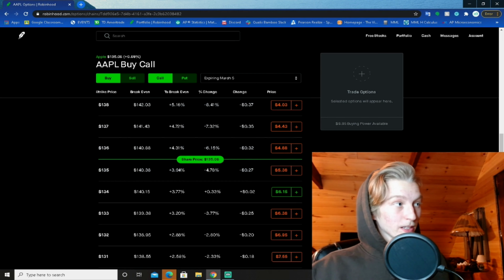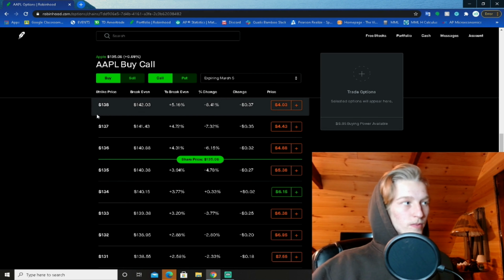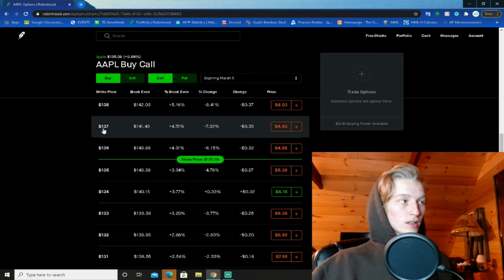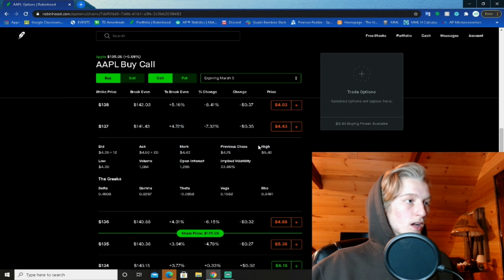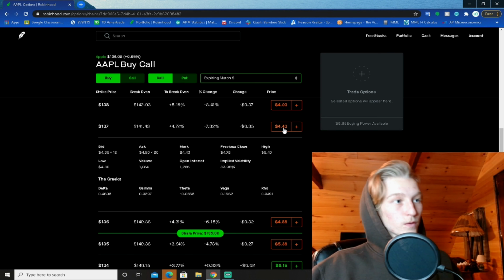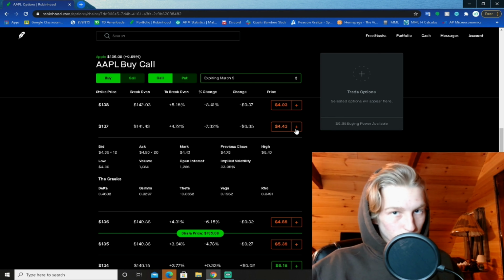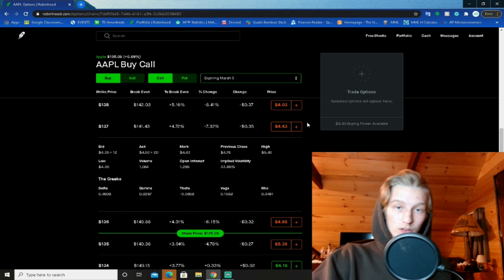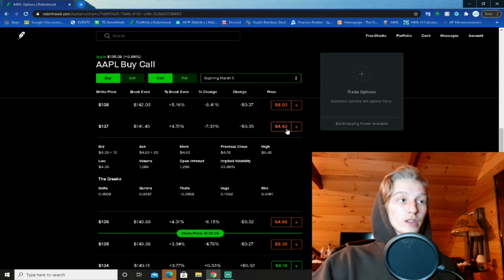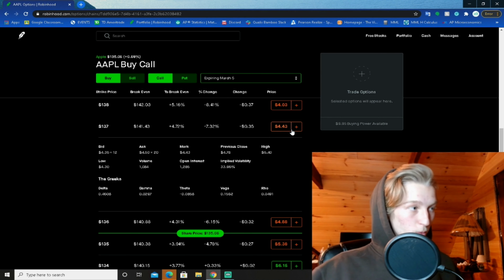So the strike price is basically the agreed upon share price that you are writing this agreement to. So let's say I pick the $137 strike price, expiring March 5th, about a month out, and it's going to cost me $4.43. That is a little misleading, because it'll actually cost you $443, because again, we're trading in contracts, which is 100 shares, so you have to multiply $4.43 per share times 100, which is 443.